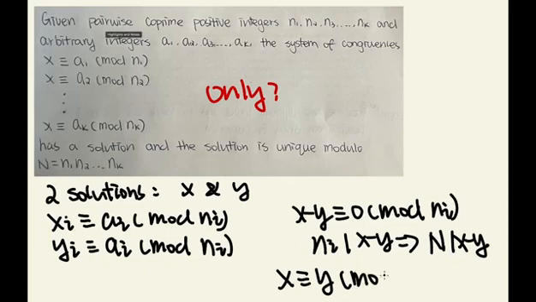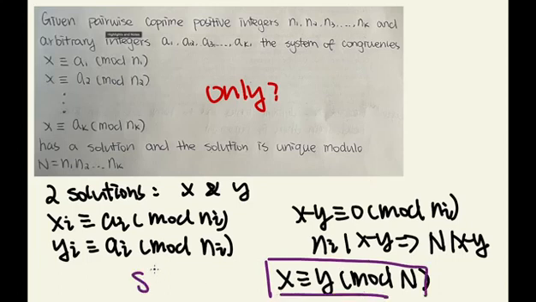This is how congruences work, so if you don't know about it, no worries. More videos will come to explain the basics of modular arithmetic rules. Anyways, with x being congruent to y mod capital N, x and y are the same modulo N and thus the same solution. The one and the only solution.